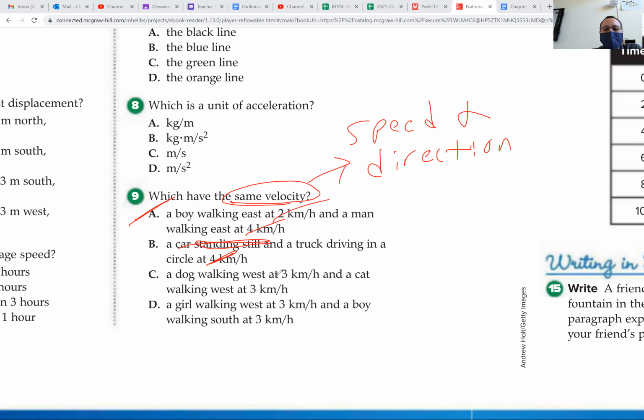A dog walking west at 3 kilometers per hour and a cat walking west at 3, so look, same speed, right? Same direction. What's the deal? C, that's correct. Okay, let's just rule out D for the sake of it. West at 3, south at 3. Okay, the 3 is good. The west and the south cancel out. That's no good. D is out, B is out, C is our answer. Okay, any questions, guys? Okay, we're moving on.